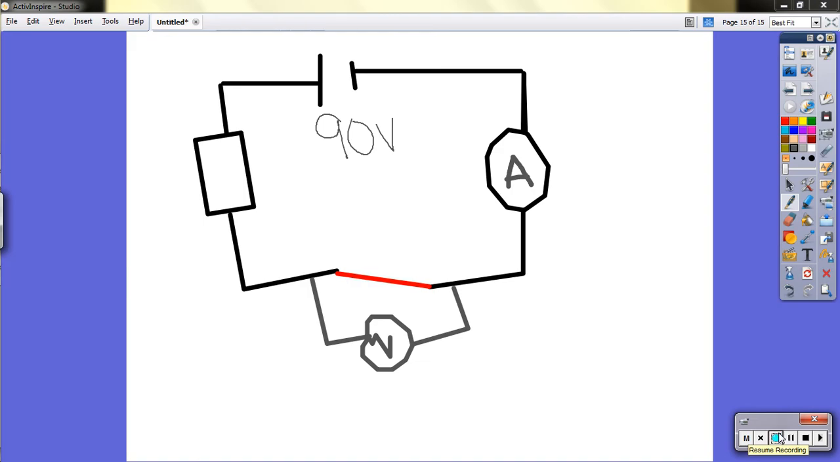Okay, so let's take a look at the most ghetto setup in the world. What I have is a schematic, or circuit diagram, of a battery that's 90 volts. I have an ammeter in series. I have a voltmeter in parallel to this red wire, and then I have a resistor. What we're going to do is find out the resistance caused by this wire.